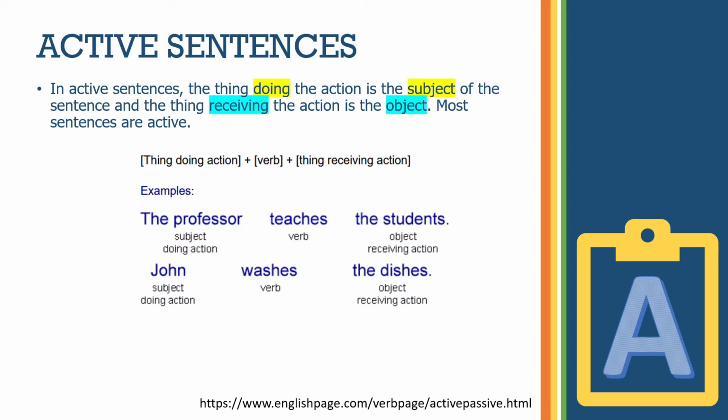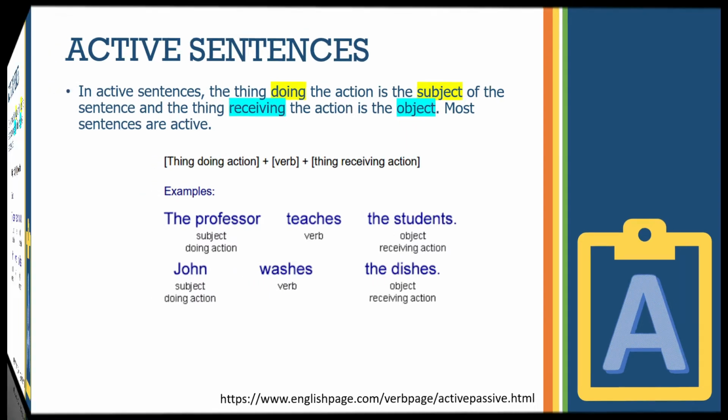John washes the dishes. John is the subject doing action and washes is the verb and the dishes is object receiving action. Okay, so that is active sentence. So what you need to pay attention is not every active sentence can be changed into passive sentence. Only the sentence that has object, yeah, that can be changed into passive. If you don't have an object in that sentence, then it cannot be changed into passive form.